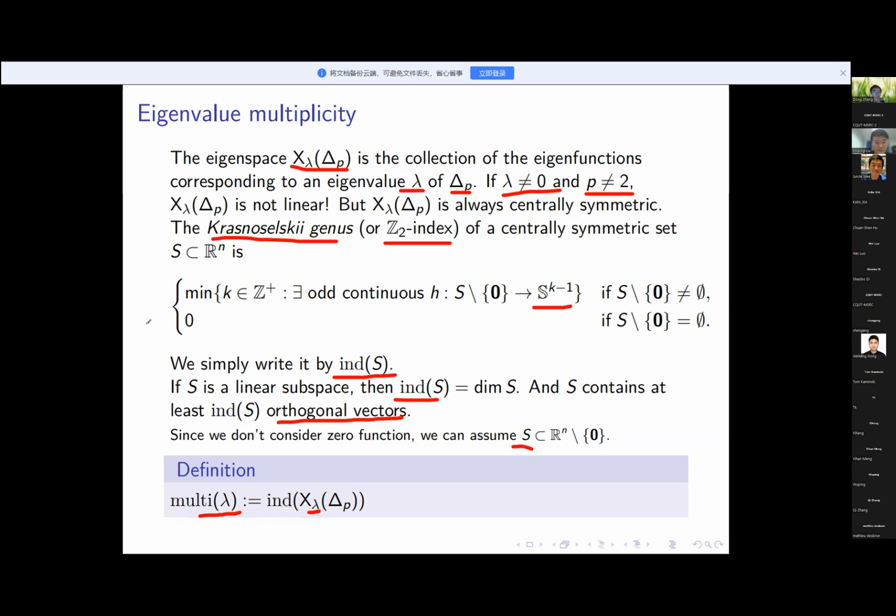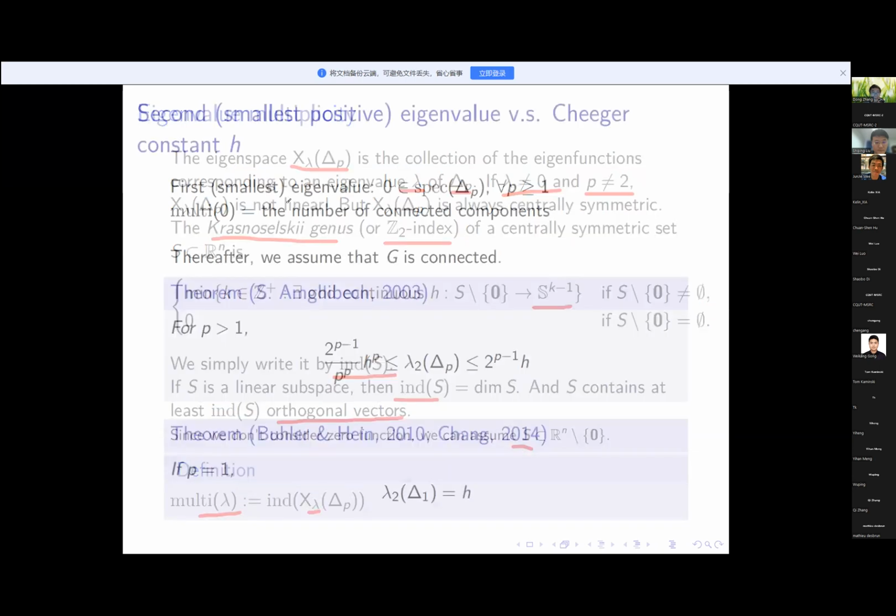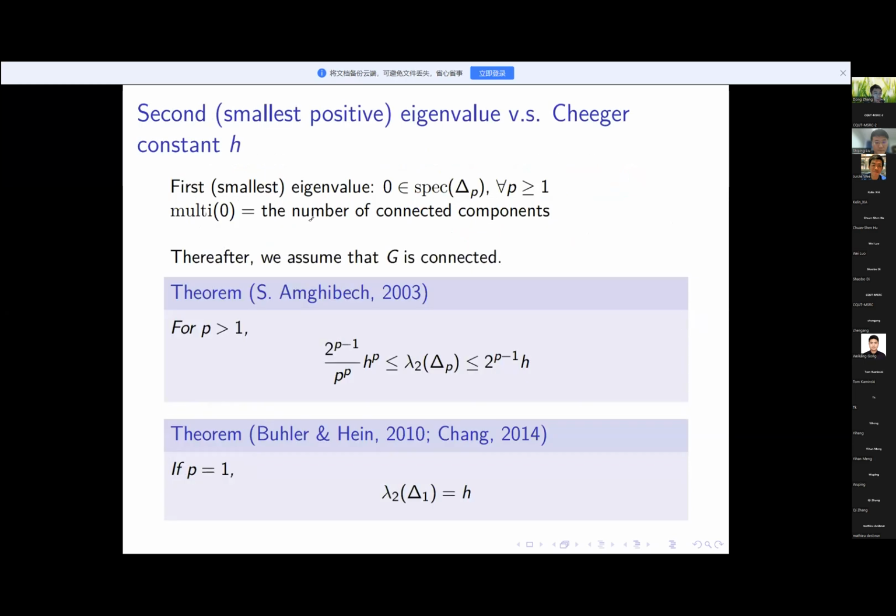Okay, let's see some special eigenvalues. The first eigenvalue, that is the smallest eigenvalue, is always 0, and its multiplicity is the number of connected components. So from now on, we assume that G is connected. Let's say the second eigenvalue. It is the smallest positive eigenvalue.